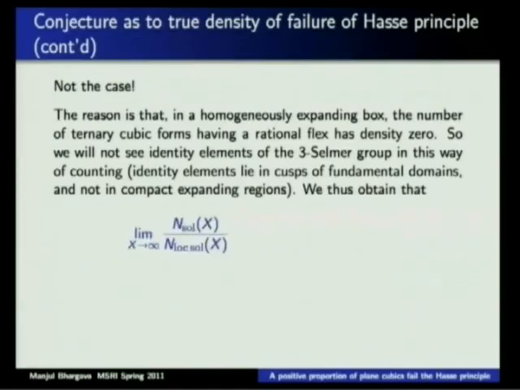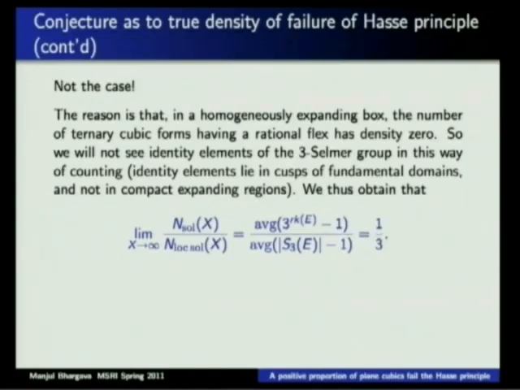So what that means is that the limit of N_sol over N_loc.sol will be the average of E mod 3E minus the identity element, divided by the average of the 3-Selmer group minus the identity element, which is not a half, but actually 1/3.